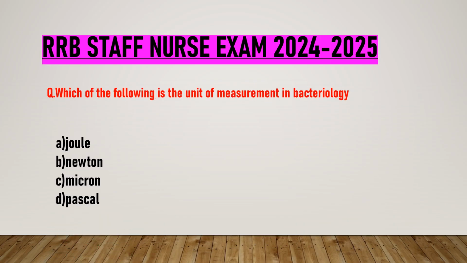Which of the following is the unit of measurement in bacteriology? Options are joule, Newton, micron, Pascal. So the answer is option C, micron.